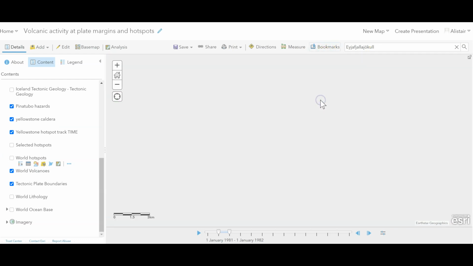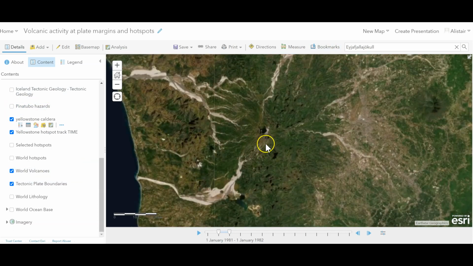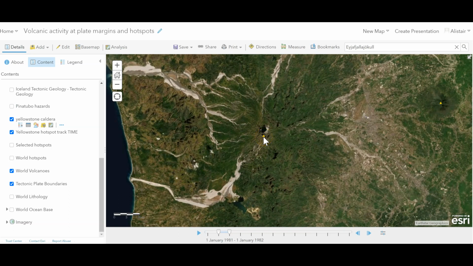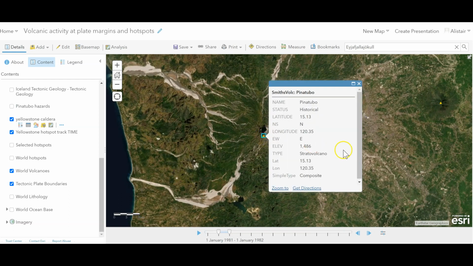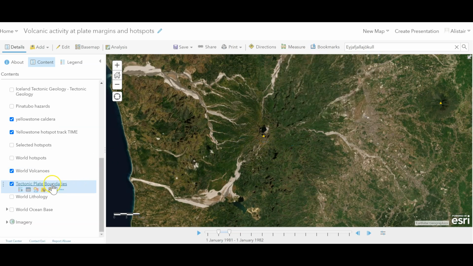Okay, let's go and take a look at another example of a composite volcano. Zoom in here to Pinatubo. Here it is, Pinatubo. The elevation here is only about 1,500 meters, not a very, very tall volcano. And again, if we take a wee look at the width of it here, again measured in a few tens of kilometers wide.